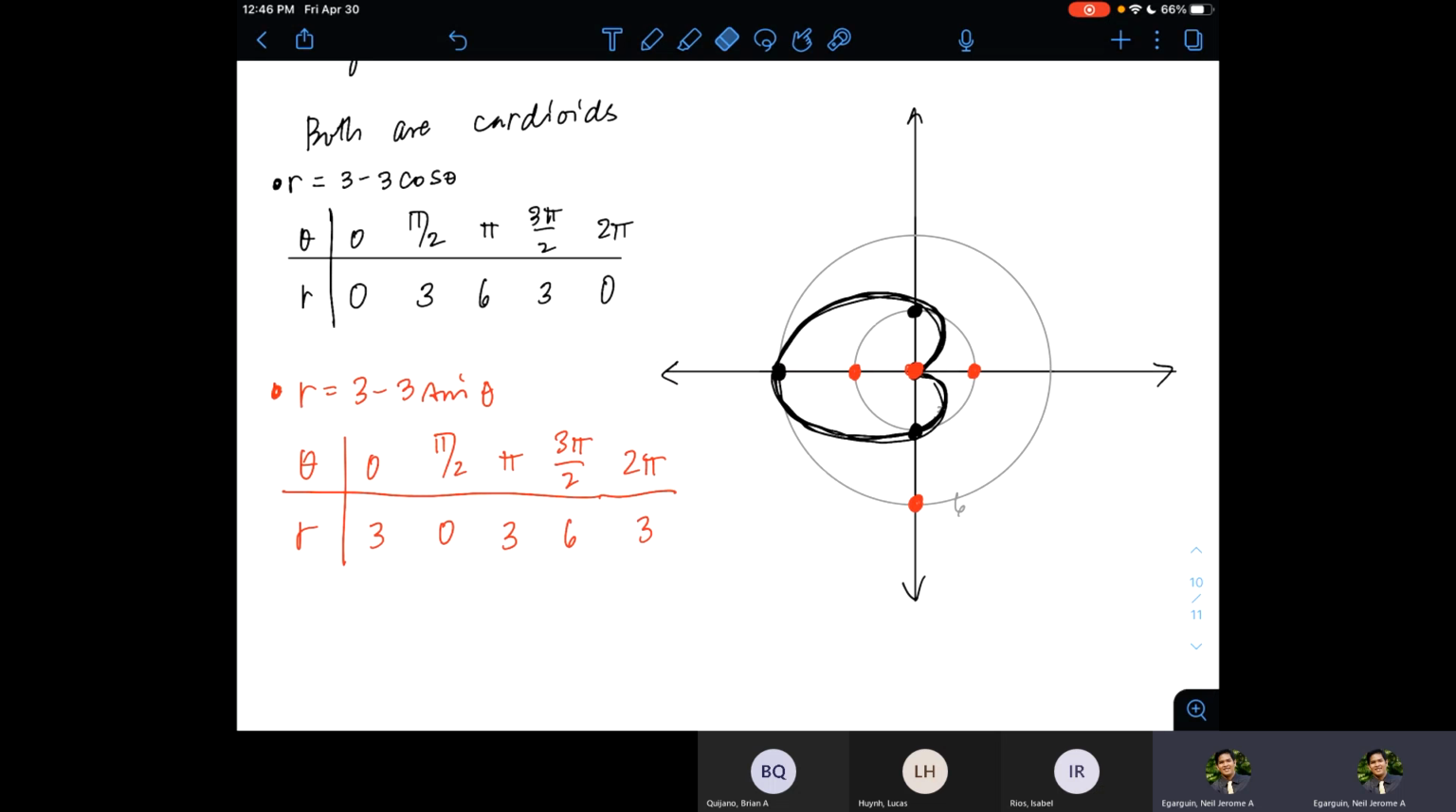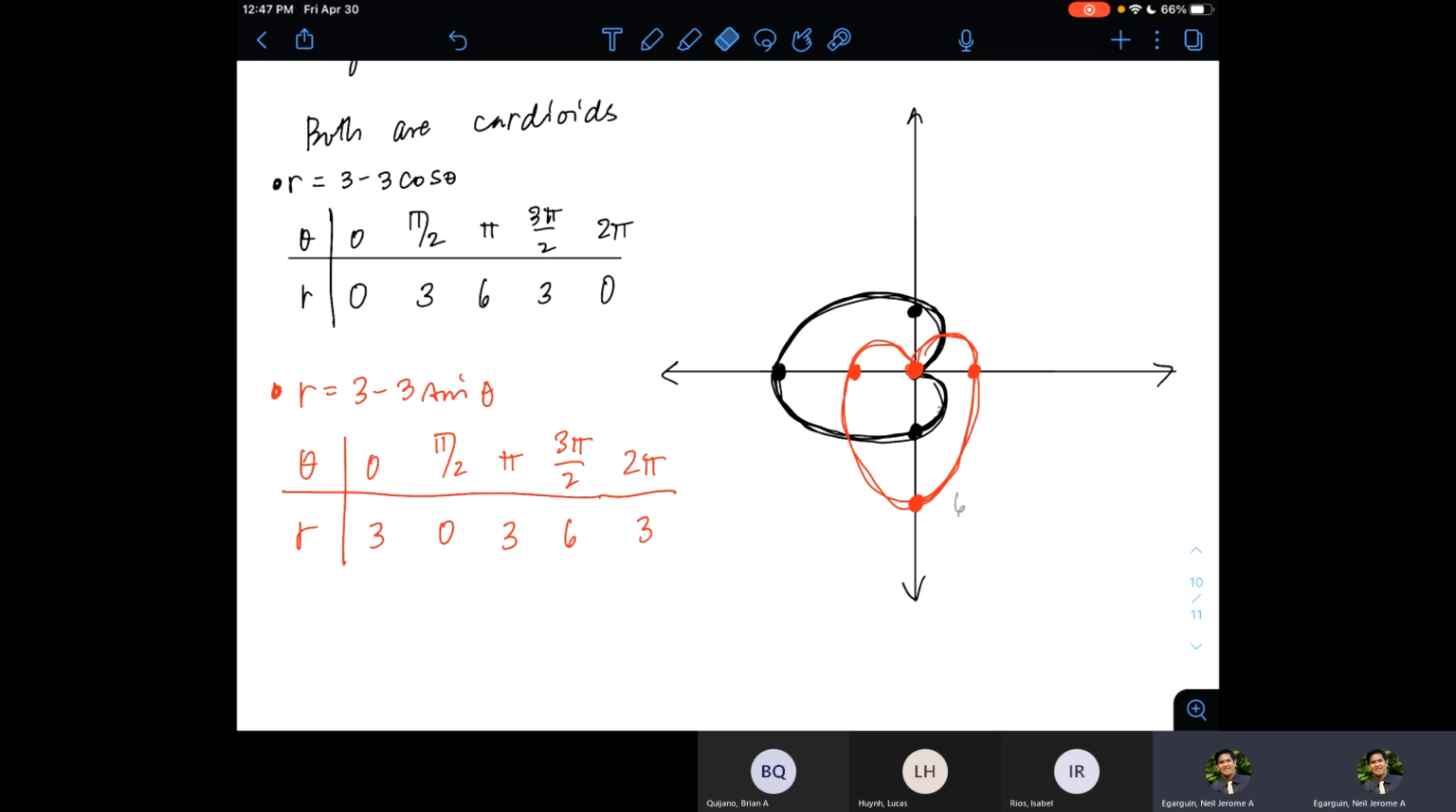Then let's sketch the heart-shaped graph. So we start here. We go here. Okay, there we go. It should be more rounded. Hold on. I'm actually just drawing a heart, but it should be more rounded. Okay, something like this. Then let me erase the guide circles.